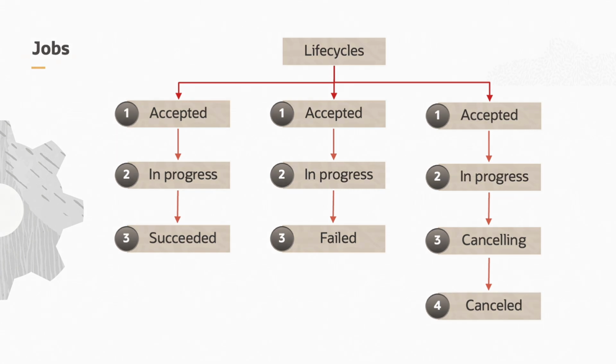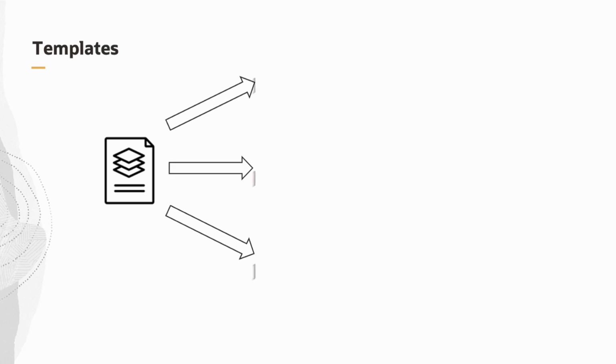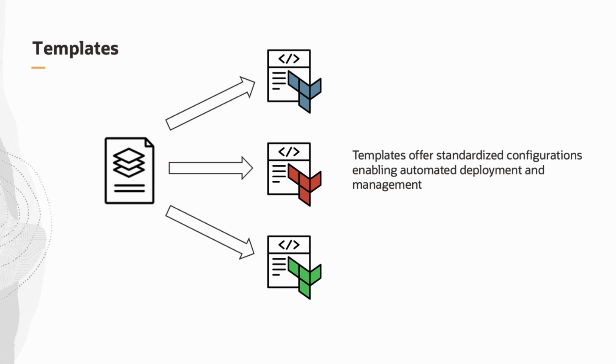Next, let's talk about templates. In OCI Resource Manager, templates provide standardized configurations that simplify and automate the deployment and management of your cloud resources. Templates allow you to define common infrastructure patterns and reuse them across different environments. This enables you to ensure consistency and efficiency in your deployments. By using templates, you can easily manage complex configurations and streamline your infrastructure management process.